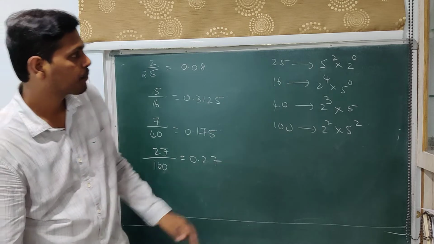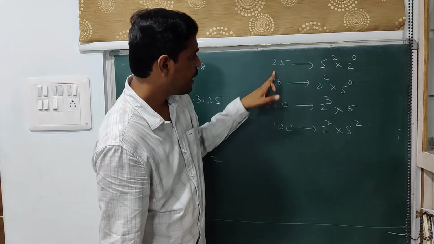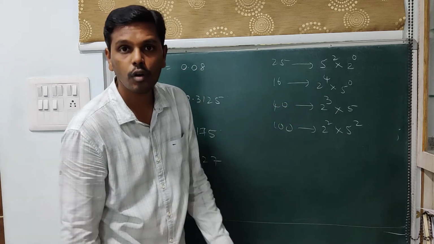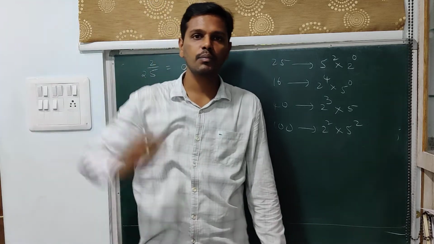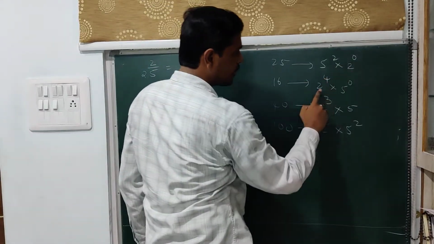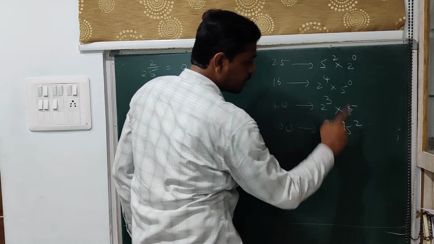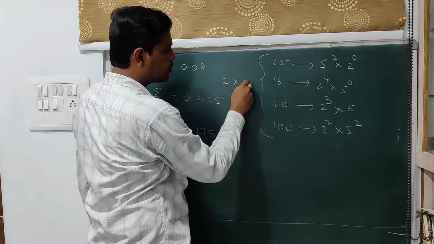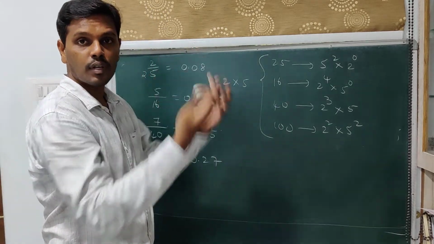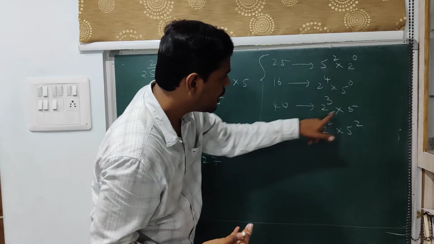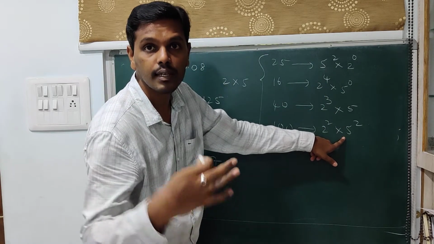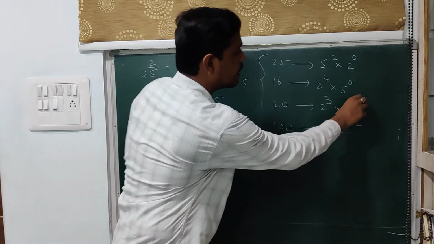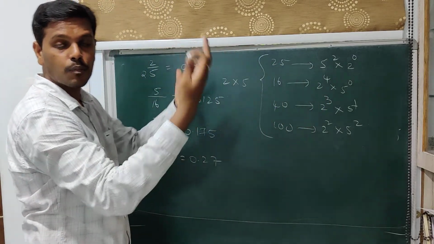Now if you observe closely, may I say that the prime factorizations of the denominators are of the form 2 power some integer into 5 power some integer. Here you have 2 into 5, here also you have 2 into 5, and here also. So the prime factorization of the denominator is of the form 2 into 5, and their exponents are varying. Here 2 and 5 are constant. The things that are varying are their exponents. Here it is 2, here it is 4, here it is 3, 2, here it is 2, here it is 1, here it is 0. So the exponents are varying.